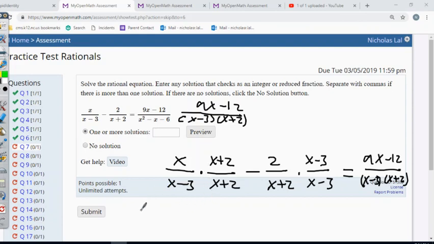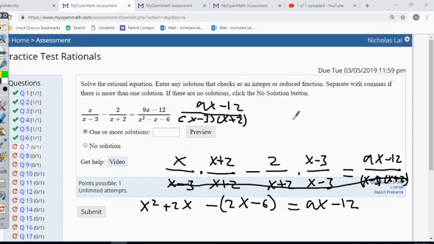This becomes x squared plus 2x minus, 2 times x is 2x, 2 times negative 3 is minus 6, is equal to 9x minus 12. And at this point, I can cancel out my denominators. But I do want to make a note that x cannot equal 3 and x cannot equal negative 2.